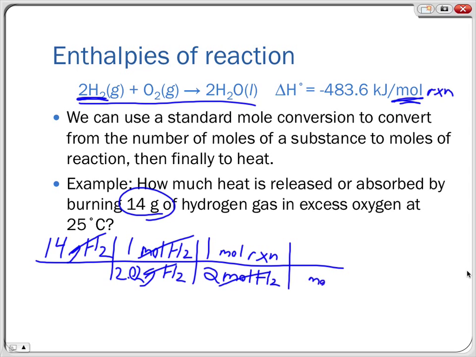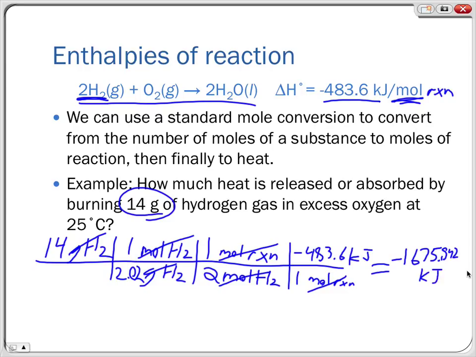And so we want to get rid of moles reaction, and we want to use our enthalpy change here. And so we'd say negative 483.6 kilojoules is 1 mole here, and that's going to cancel out moles reaction. And now it's just a matter of doing the math, going ahead and multiplying this out. And so 14 times negative 483.6 divided by 2.02 divided by 2. So when you do that, you end up with negative 1675.842 kilojoules.